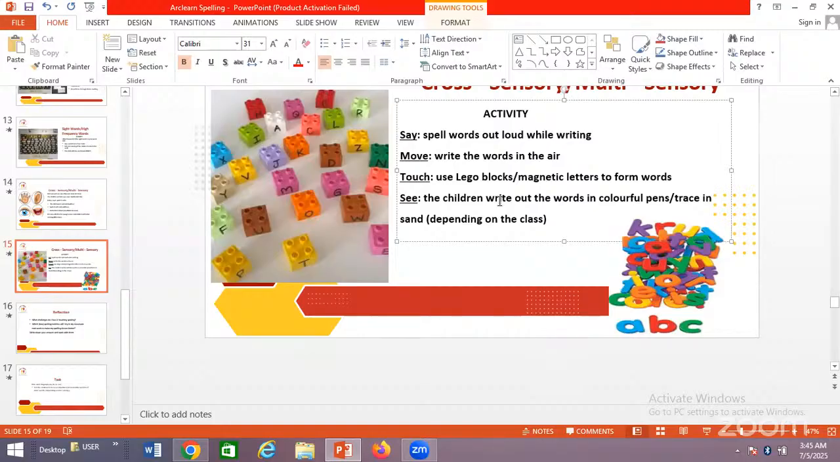Then if a child can identify, when you have identified the individual sound, you can join them. You can now join them together to form a word. Yes, you join them together. Very good. Now blend.